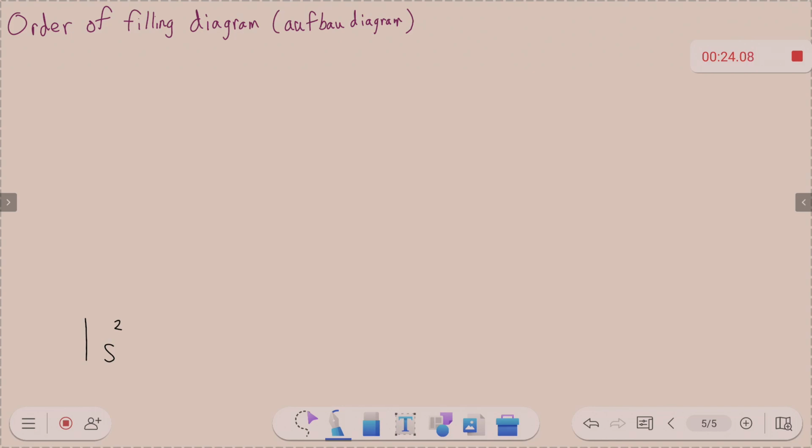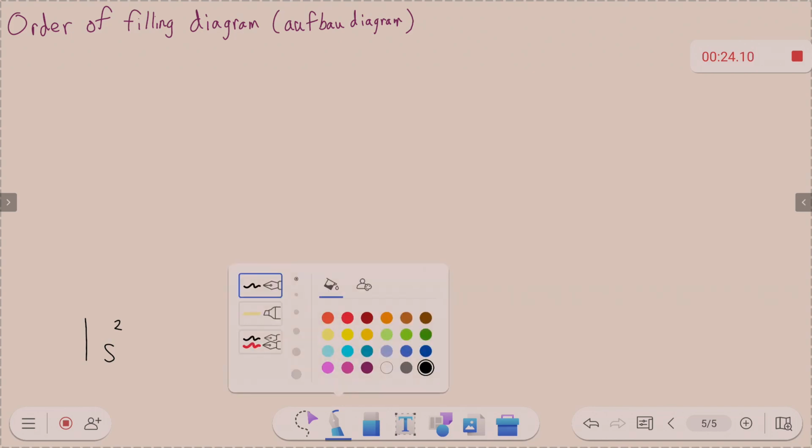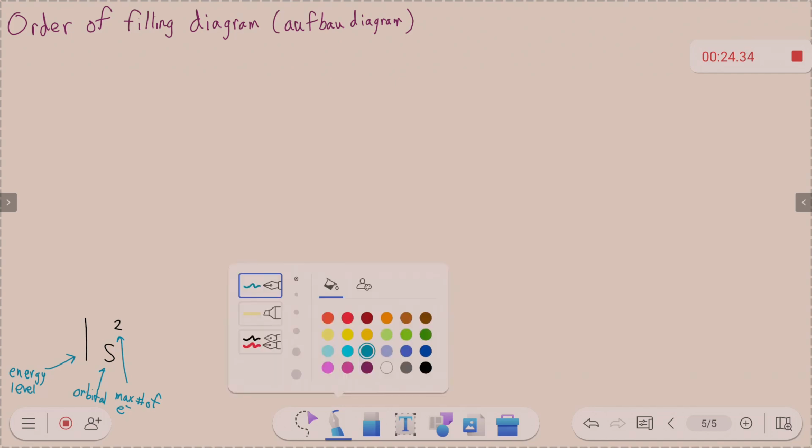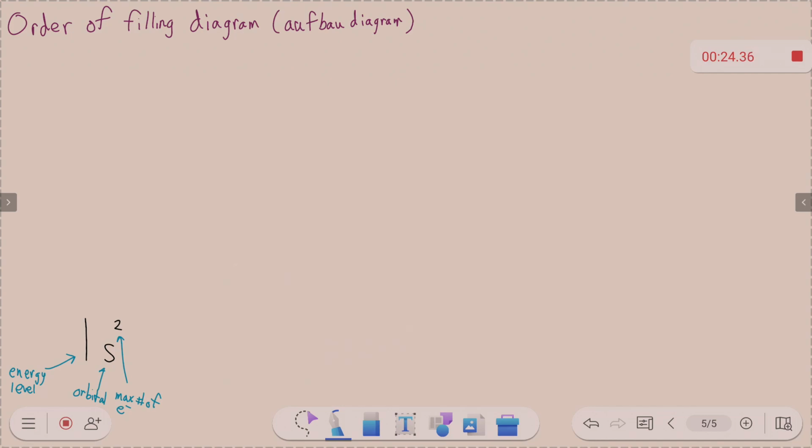So I will write this in a different color so you guys can see. The coefficient is the energy level. That is the orbital. And that is the max number of electrons in those orbitals at that energy level. We will not always have the maximum number written down, but we will talk about that when I get back.